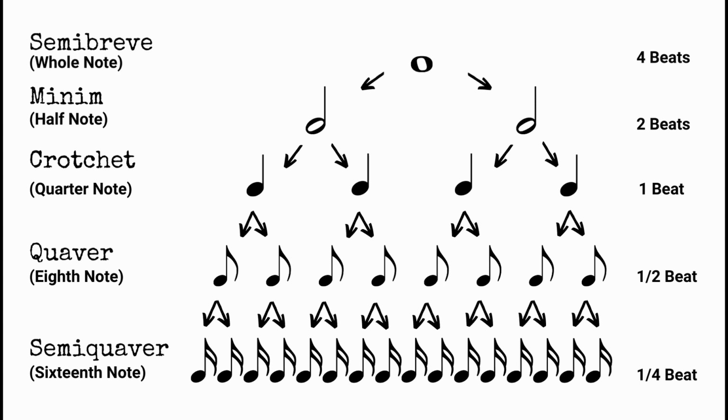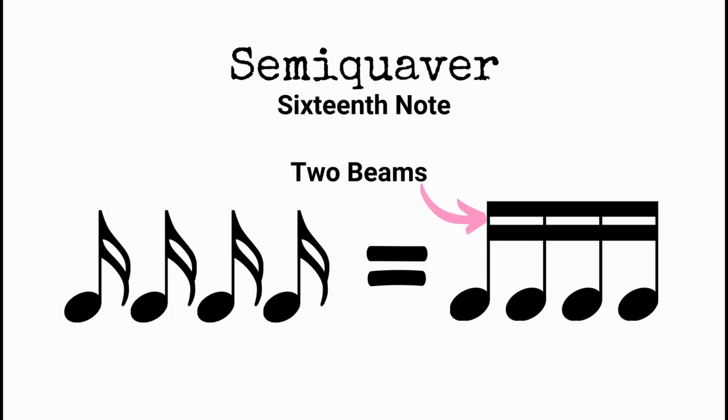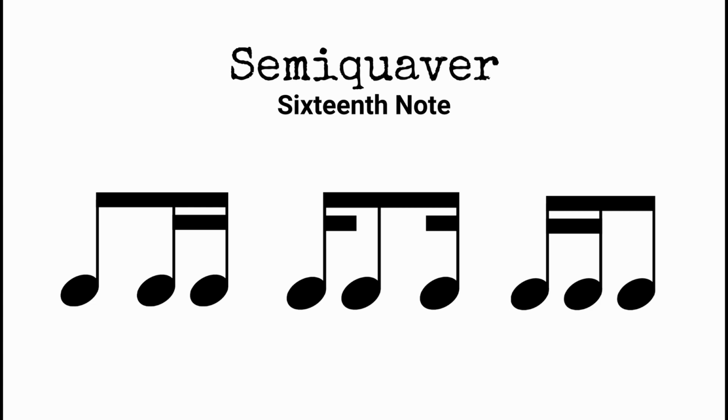As with a quaver, when we have more than one 16th note next to each other, the tails can be beamed. To show they are semiquavers rather than quavers, we draw 2 beams to join the semiquavers. Semiquavers can also be beamed with quavers.